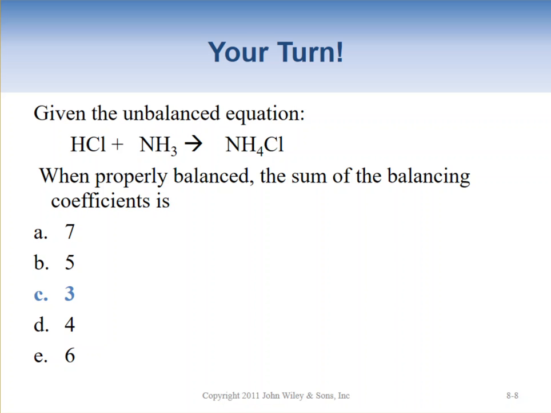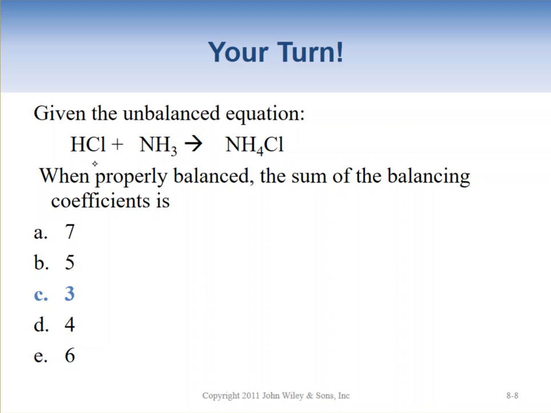So given this unbalanced equation, that's a reaction of hydrochloric acid and ammonia that gives you ammonium chloride. You want to know, after it's properly balanced, what's the sum of the balancing coefficients. So it means that you first want to balance the equation, and then you add up the balancing coefficients to see what the sum of the balancing coefficients is.